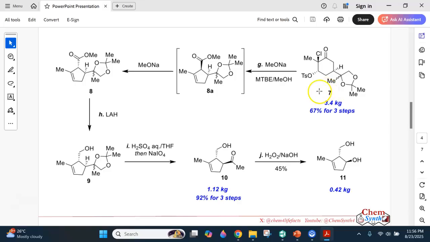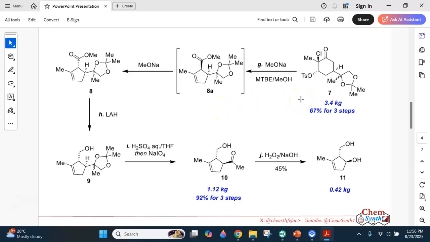Now the molecule 7 was treated with sodium methoxide in methanol solvent, and initially it provided cis substituted Favorskii rearrangement product, which later isomerized to more stable trans isomer. So it is a base mediated Favorskii rearrangement reaction.